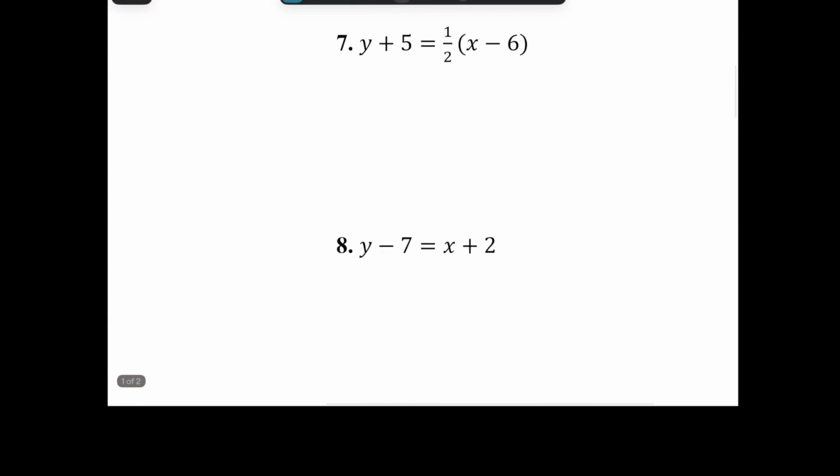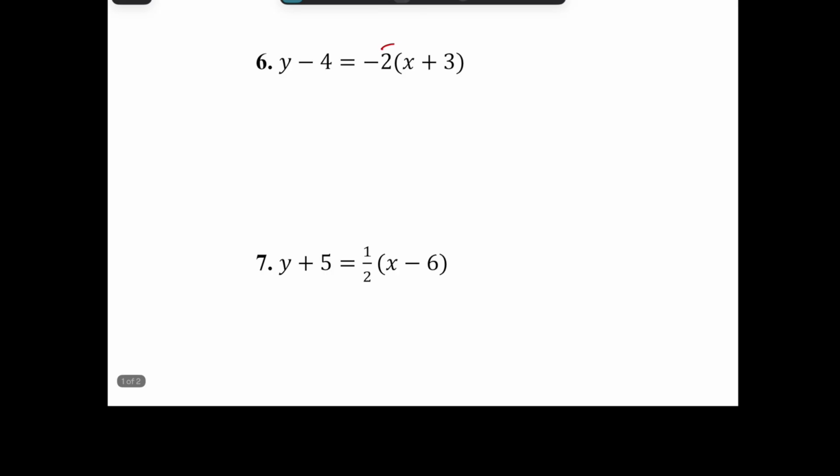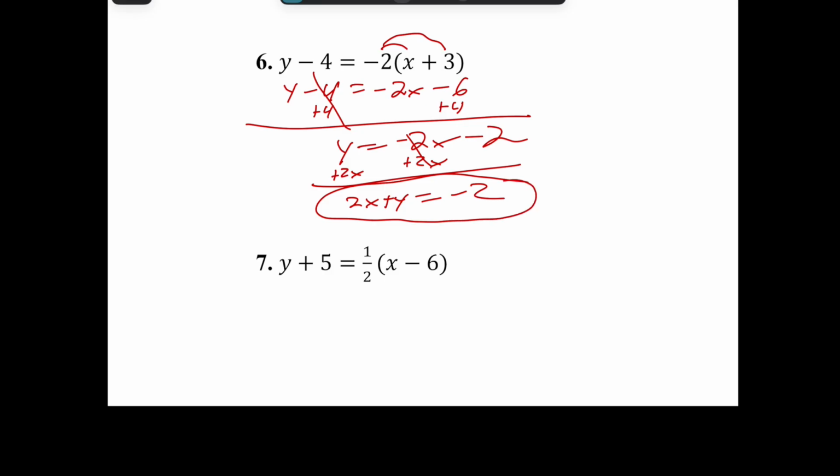Okay, let us go on. On here, y minus 4 equals negative 2x minus 6. Okay, now I'm going to add 4, and I'm going to add 4. Boom, die. Y equals negative 2x minus 2. There's my y-intercept. And to get it in the standard form, I need to move my x value over here. And I'm going to get 2x plus y equals negative 2. Don't forget to start with the x, not the y. Going on to number 7.